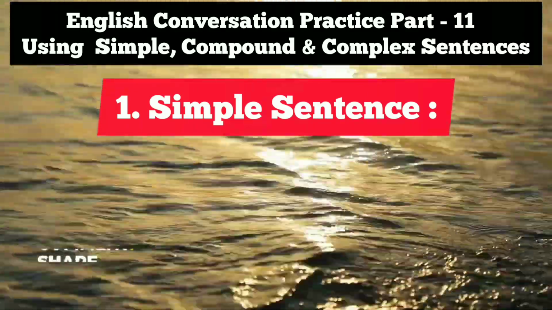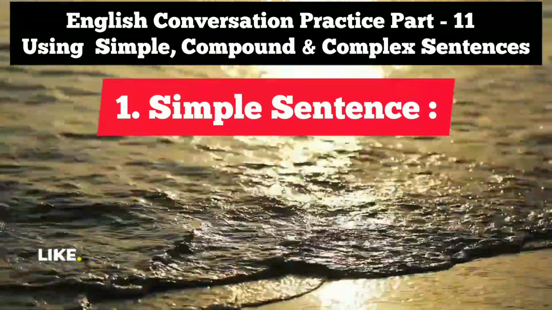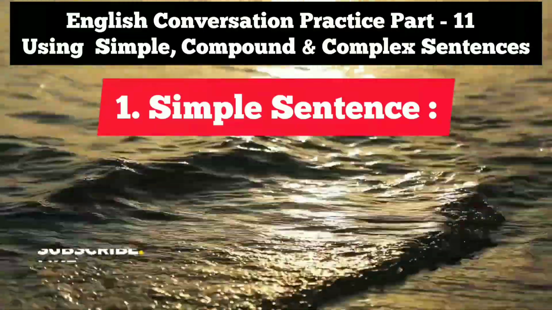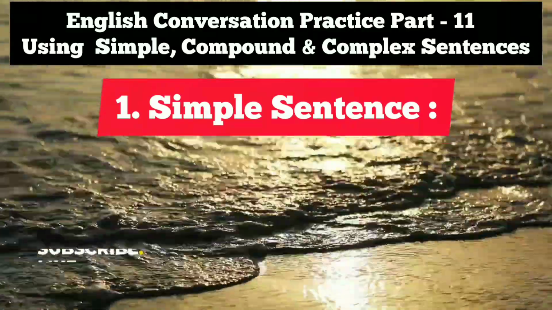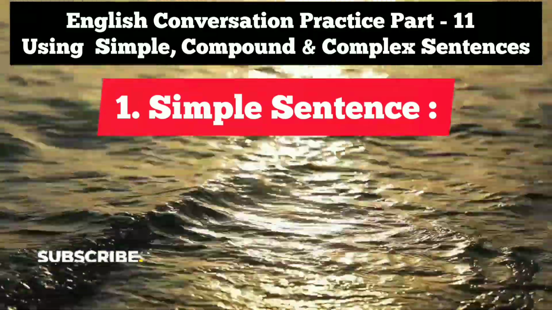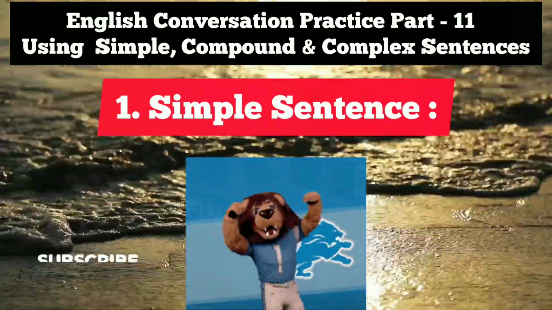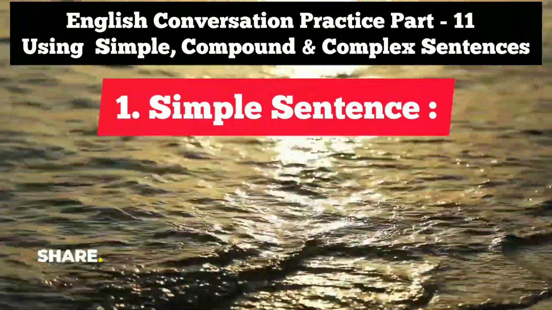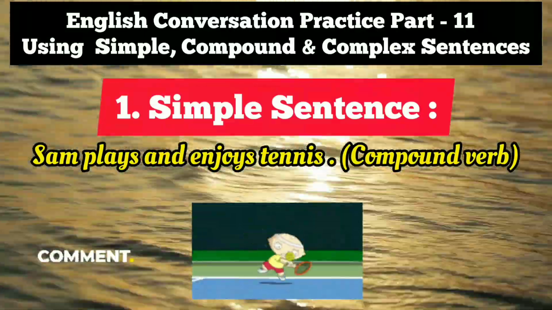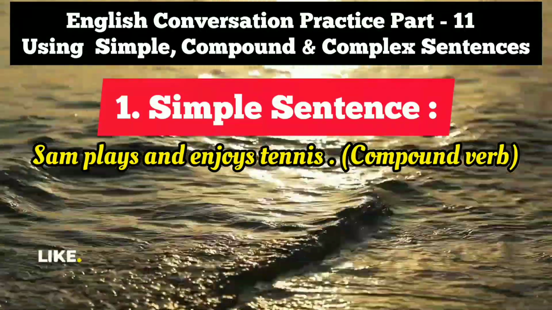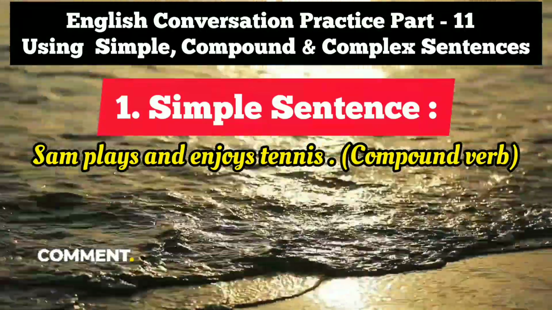Important thing to notice is that a simple sentence is referred to as an independent clause because it can stand by itself as a complete sentence. Even though we can use compound verb or compound object or compound subject, it can stand independently on its own. Let me show you some examples. The first one, Sam plays and enjoys tennis. I'm quite sure it's clear here. I'm using two verbs, plays and enjoys, but one independent clause which is very clear.